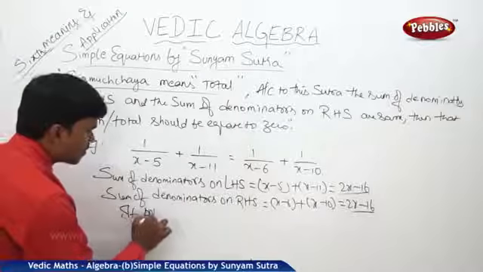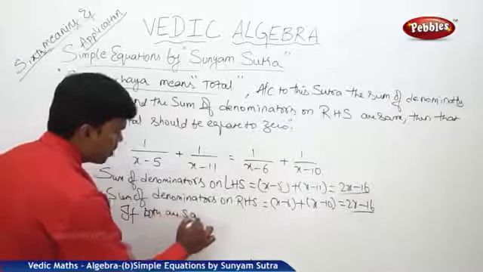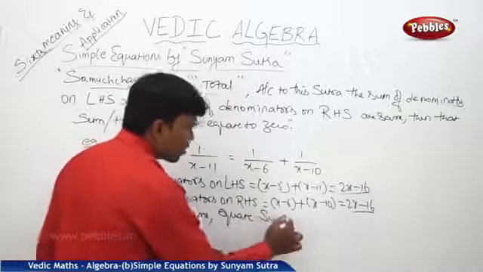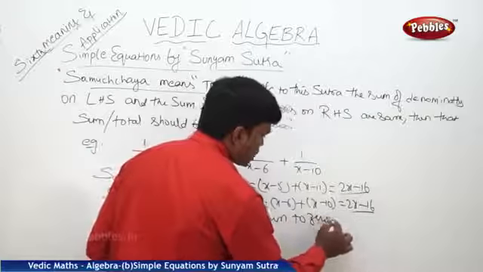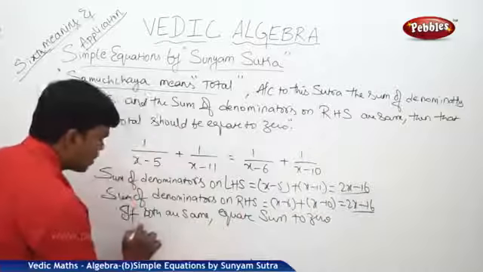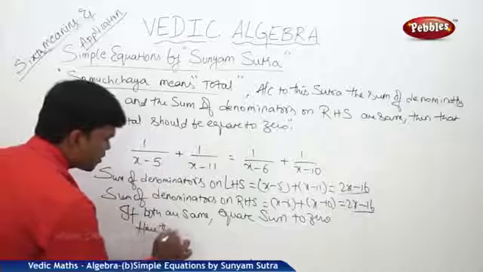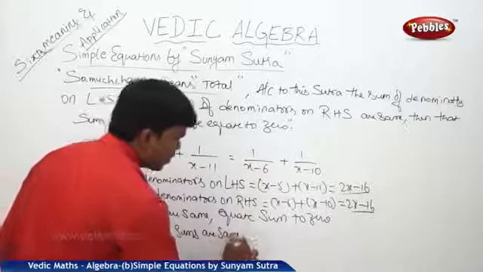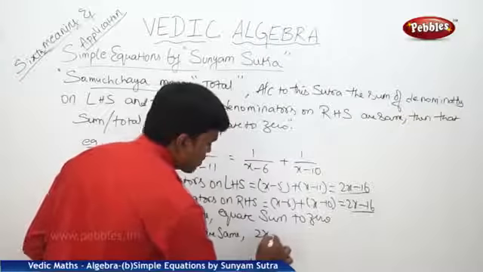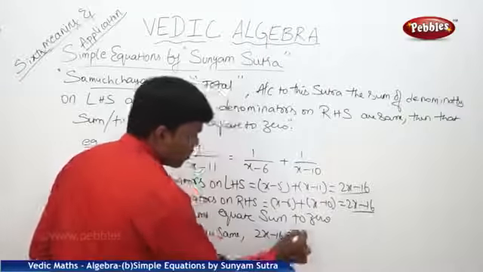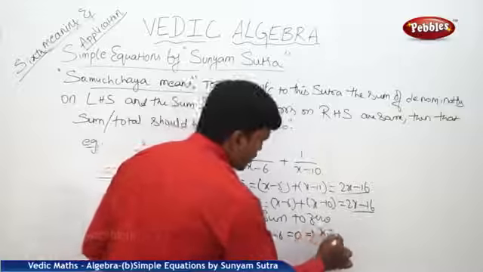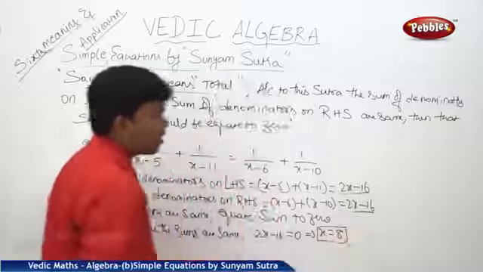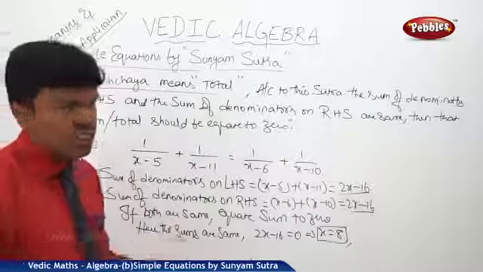If both are the same, equate the sum or total to 0 to get the solution. Here the sums are the same. Hence we will simply equate the sum to 0. 2x minus 16 equal to 0, and that gives x equal to how much? 16 by 2, which means 8. So like this we can tell the value of the solution of x easily.